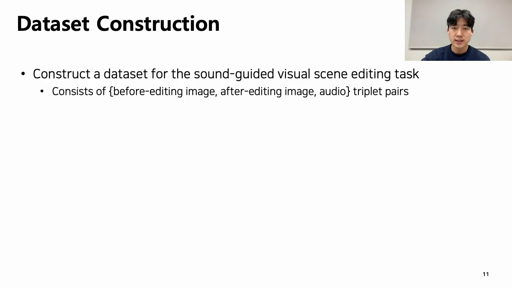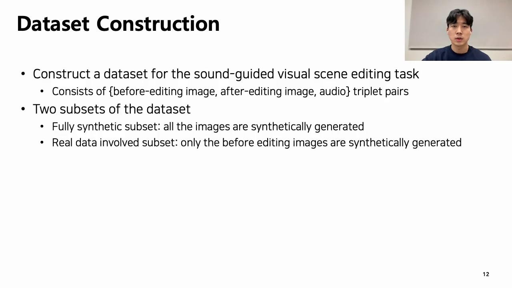We have constructed a dataset for the sound-guided visual scene editing task consisting of before editing images, after editing images, and audio triplet pairs. More specifically, our dataset has two subsets. The first is fully synthetic, where all before and after editing images are synthetically generated. And the second involves real data, where only the before editing images are synthetically generated.